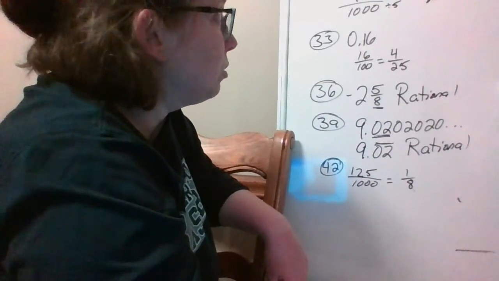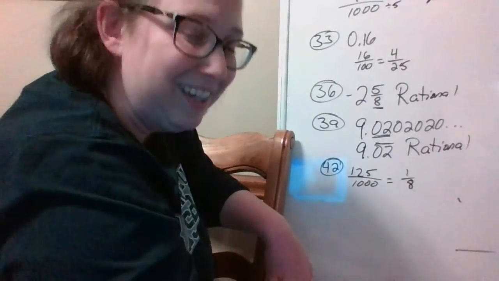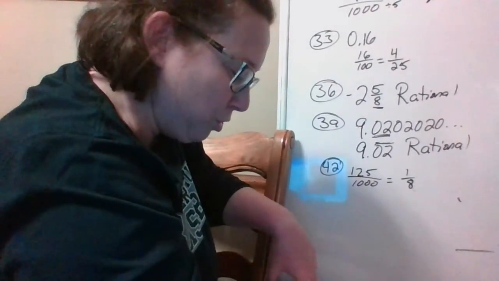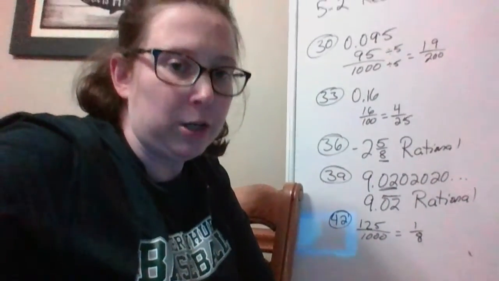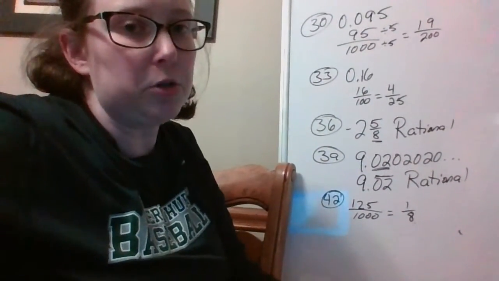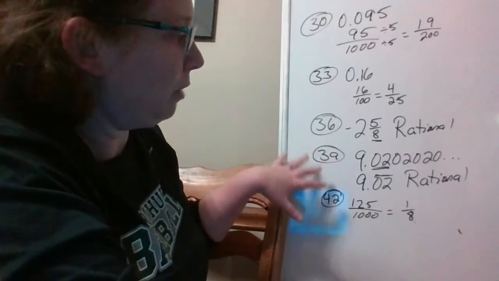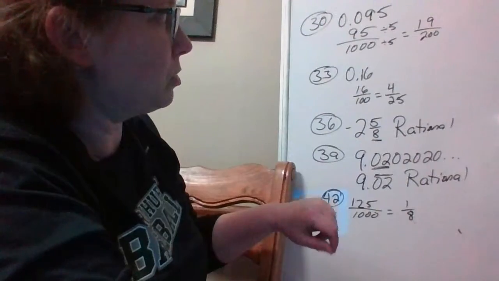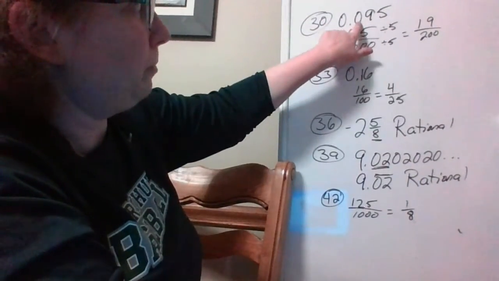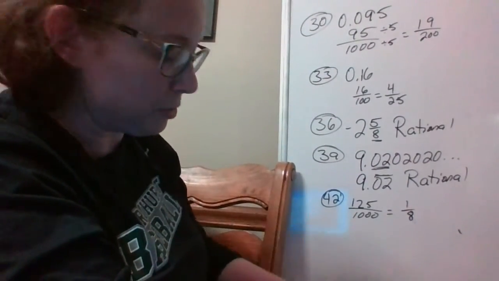Again, please don't flip out if you don't completely understand how to change a repeating decimal into a fraction. More importantly, I want you to know that that can happen so that you better understand that rational numbers include both decimals that terminate and decimals that repeat, both of those.